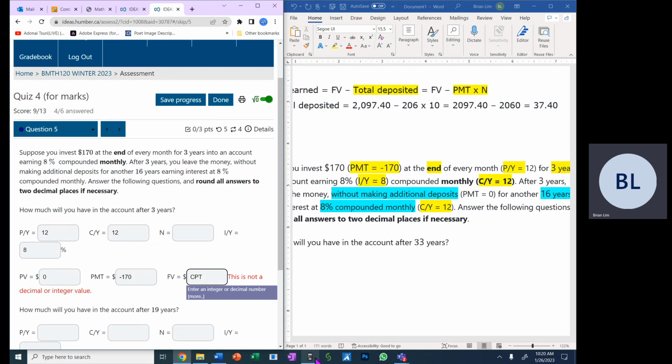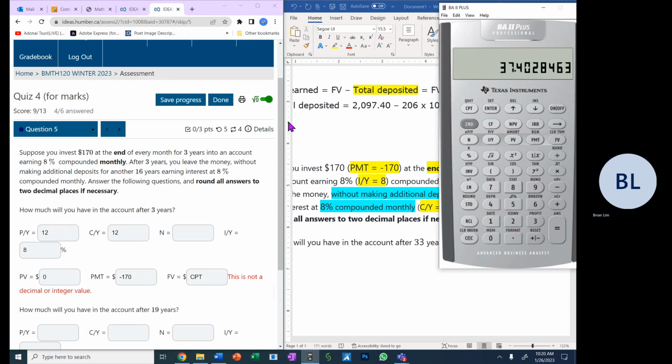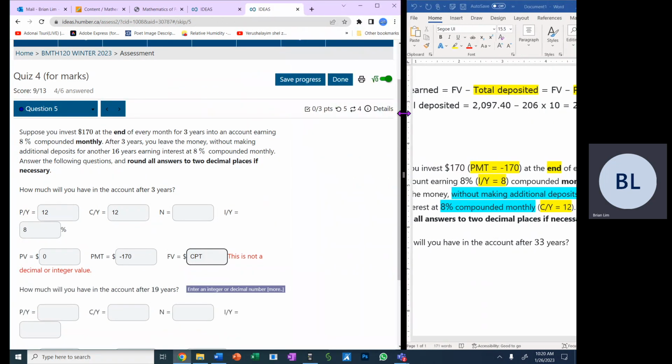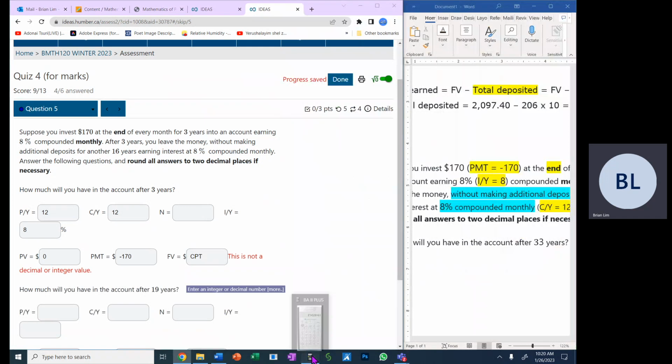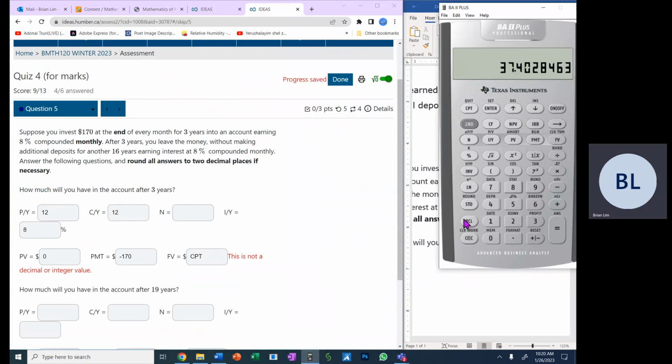Let's get started. We pull up the calculator and we can do some work with it. Let's pull this out so you can see better. We go second IY, and CY is 12, so we put in 12 and then we look for CY. CY is also 12.